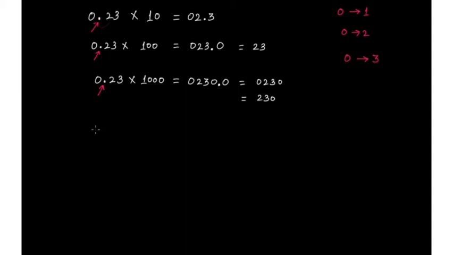Last time, if it is 0.23 and let's say 1, 2, 3, 4, 5, 6, 7, 8 and 9. Let's say you have a total of 9 zeros.